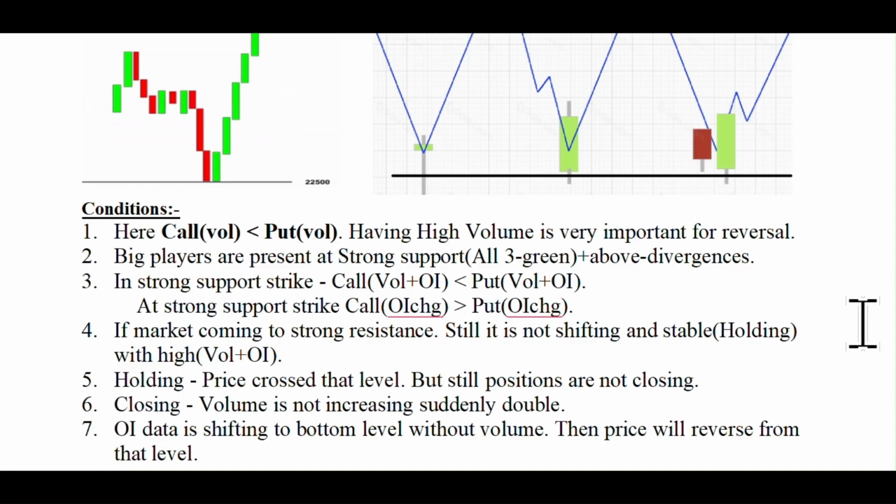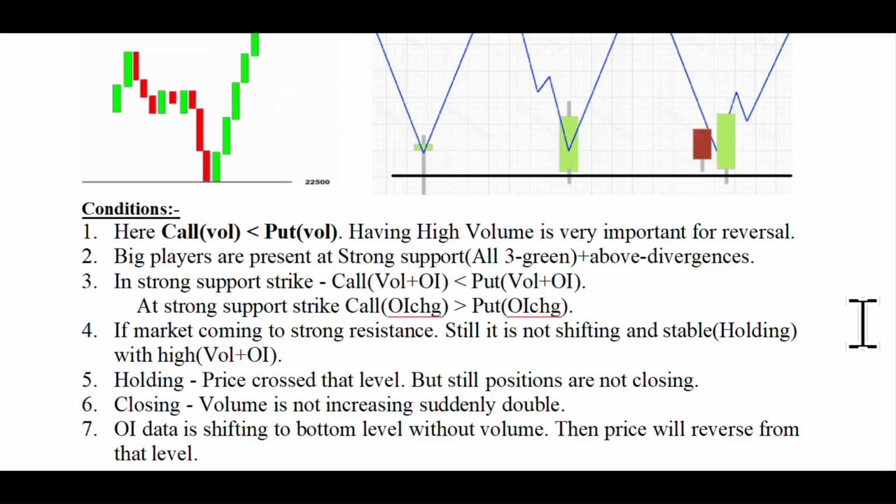The first condition is that the put volume should be greater than the call volume. High put volume is one of the most important signals for identifying a potential reversal. When the put writer volume is greater than the call writer volume at a particular strike price, we consider that strike to be a strong support level. This indicates that put writers are aggressively defending that price.